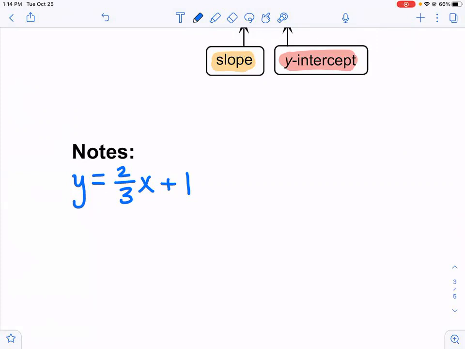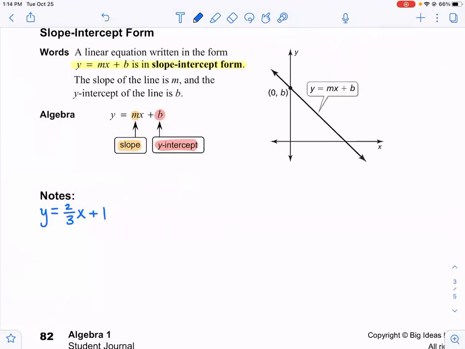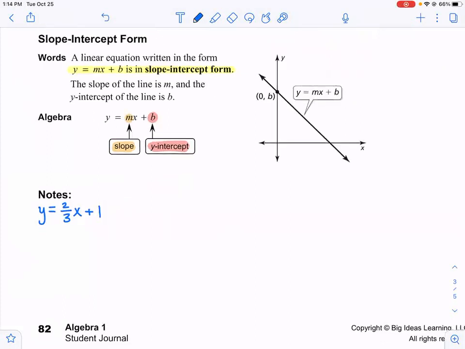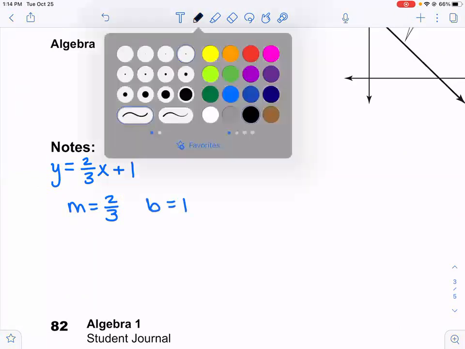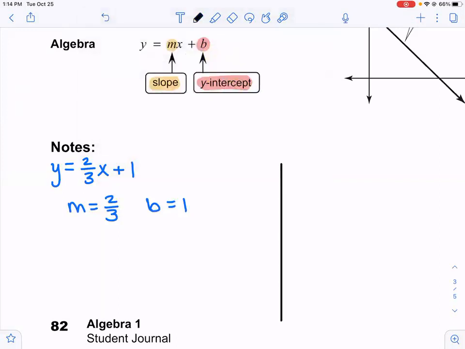All right, eyes up here. Okay, Reagan, what is M? Okay, so M is 2/3. Okay, Amelia, what's B? Okay, so this is what that means. We are going to graph this line by doing the following.